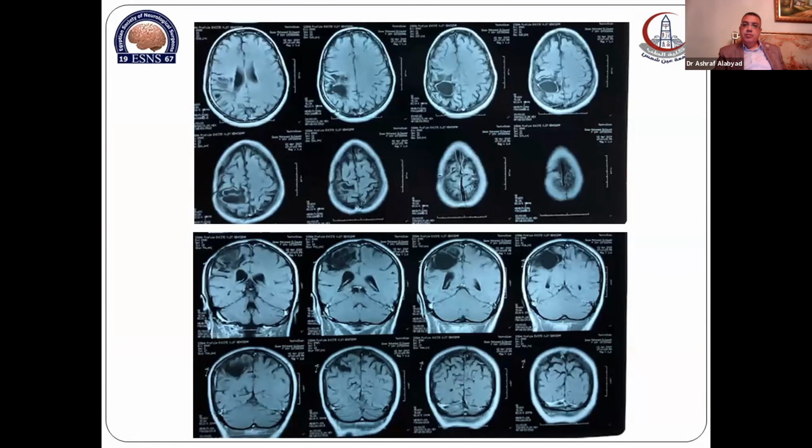This is 2.5 year post-operative MRI without adjuvant therapy. Actually, the patient showed some improvement in her motor power, and her fits are controlled.